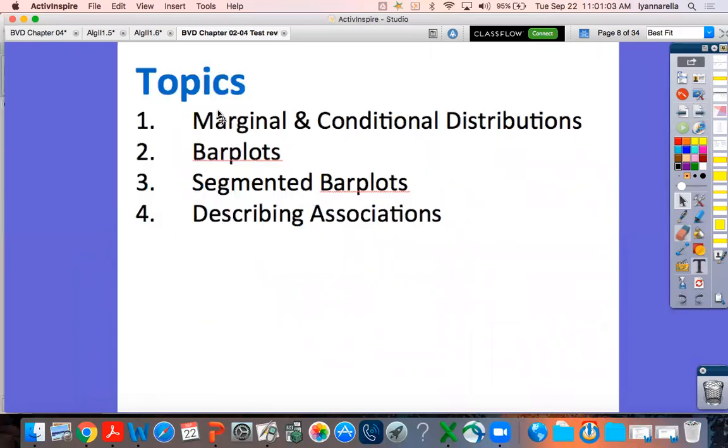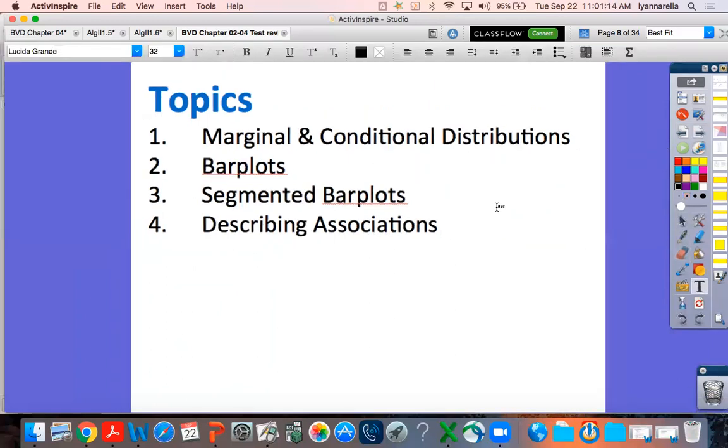So what they did is they did marginal and conditional distributions in a two-way table. Then they did a bar plot. Then they did a segmented bar plot. And then they described associations. And that's where you say, is it independent or not? Okay, so let's move on.